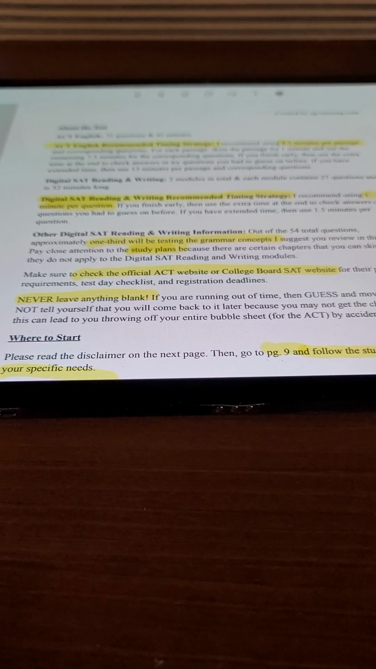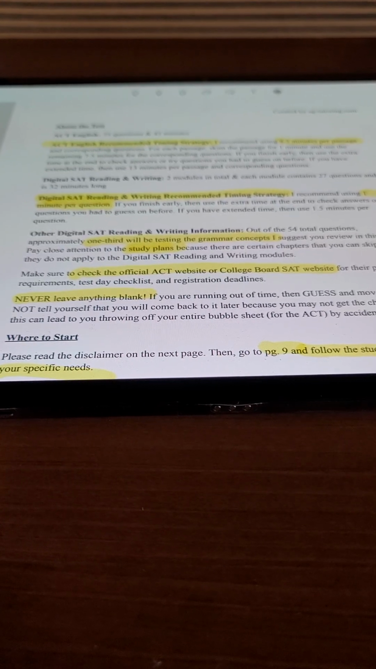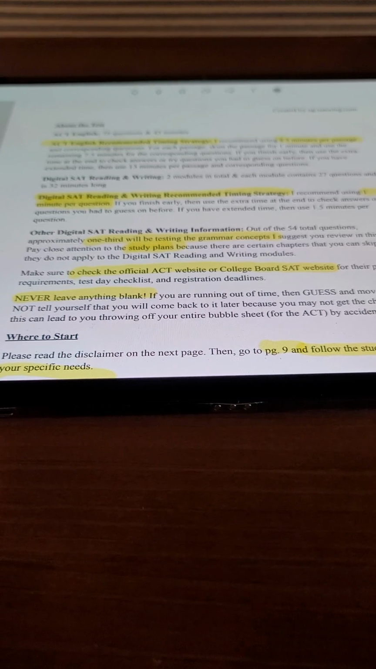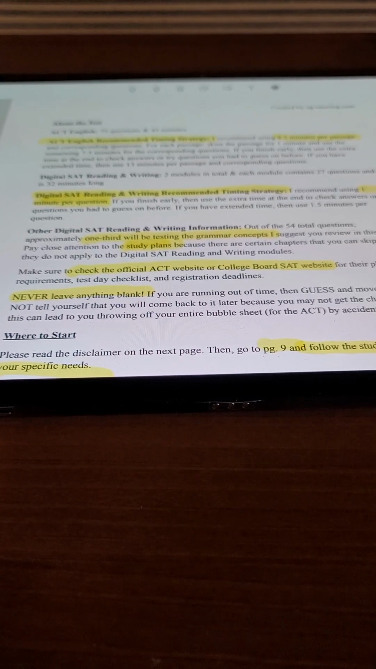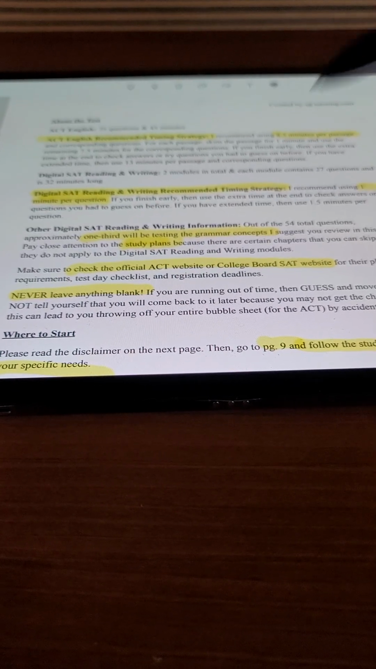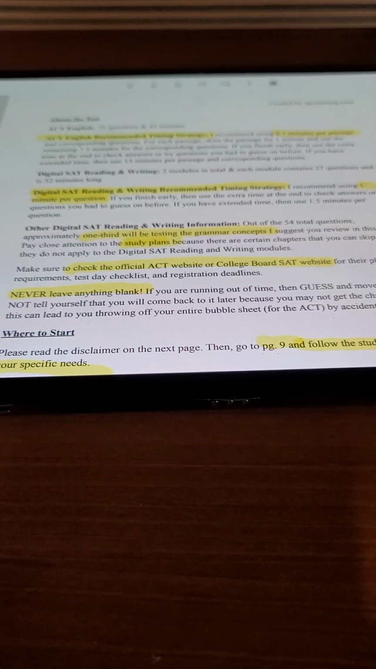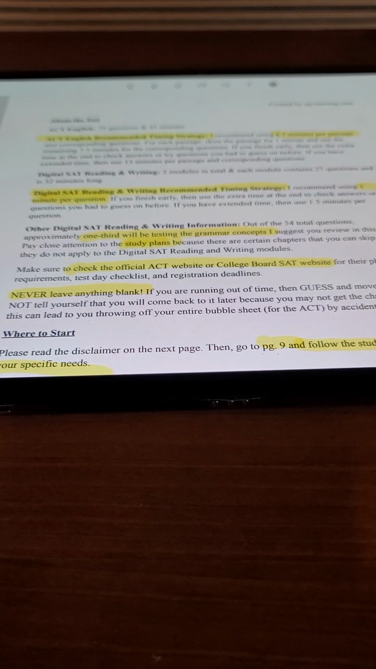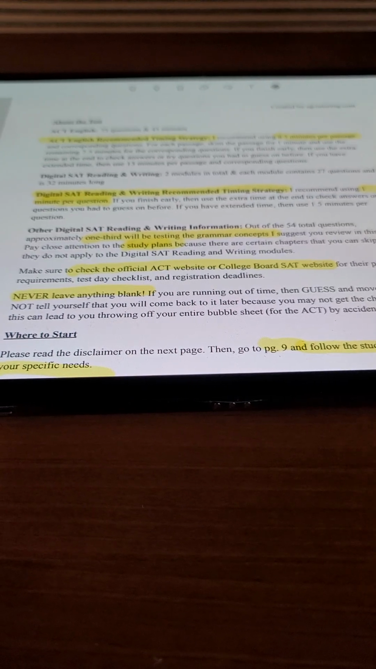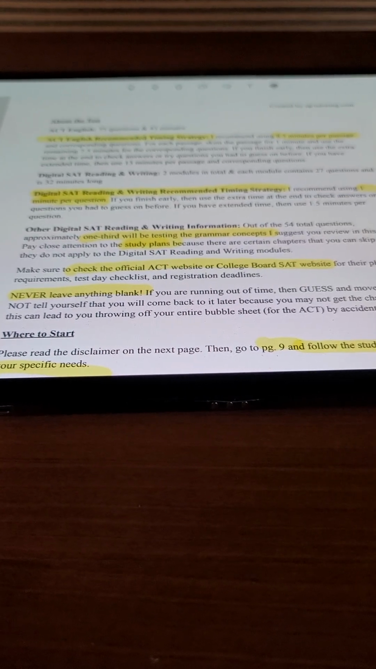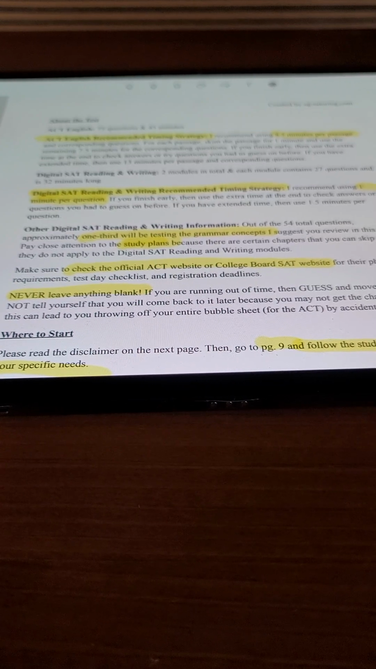And then never leave anything blank. Even if you think that you're going to come back to it, it's better to just guess at that point in case you forget to come back to it. This is especially important for the ACT because you could throw off your bubble sheet. Now on the digital SAT, you can mark things that you have to come back to, so it's not as much of an issue as it would be with a bubble sheet. But I would still recommend just never leaving anything blank, just mark it to come back to later.